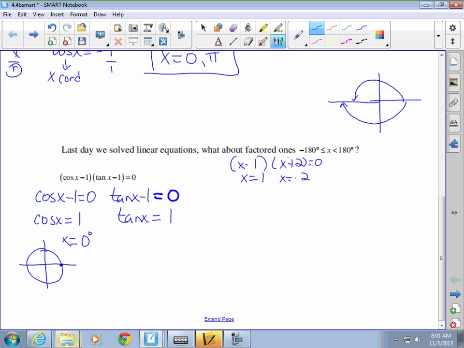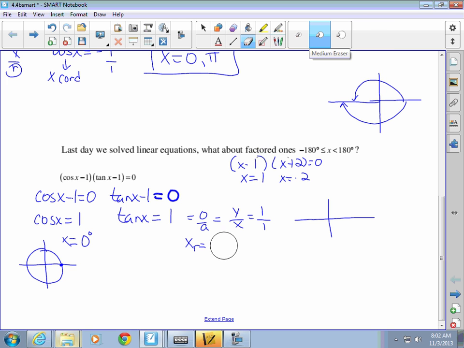So tangent x is equal to 1. So tangent is equal to opposite over adjacent, so it's y over x. So I have to think, okay, where would it be then that my y would equal 1 and my x would equal 1? Or my opposite and my adjacent is 1. So that only works on a 45, 45, 90 triangle. So that means that my reference angle for this is equal to, oops, not 90 degrees, but 45 degrees.